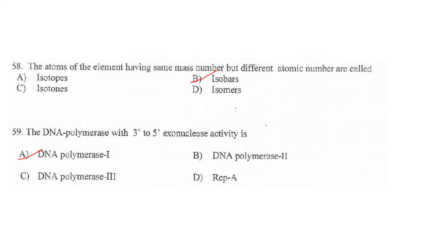Then next one. The atoms of the element having the same mass number but different atomic number are called isobars. Answer is option B. Then the DNA polymerase with 3' 5' exonuclease activity is DNA polymerase 1. So answer is option A, DNA polymerase 1.